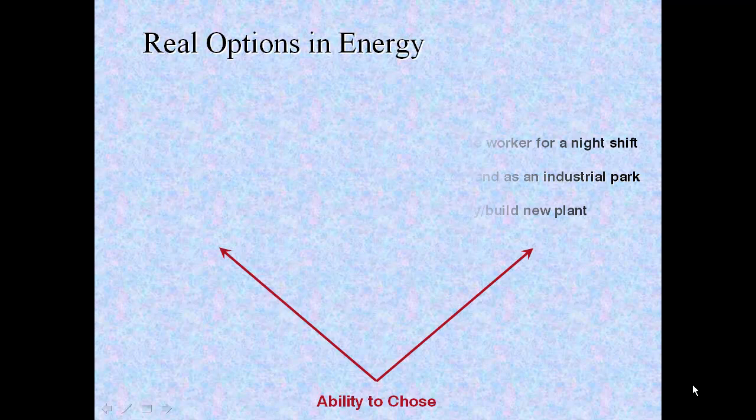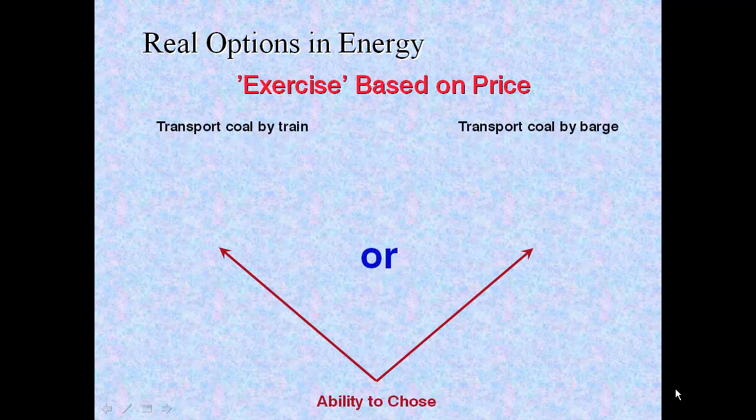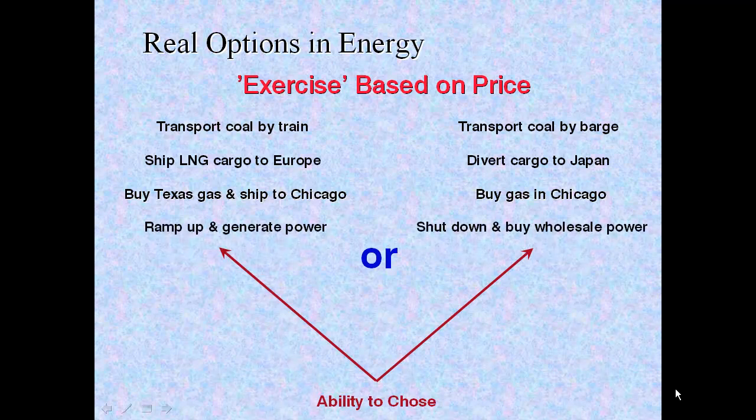Our focus here is on real options in the energy sector in which the decision to exercise, that is to choose A or B, will be based on a market price. Examples include transport coal by train or transport coal by barge, ship an LNG cargo to Europe or divert that cargo and send it to Japan, buy Texas gas and then ship it to Chicago, or simply buy gas in Chicago. Ramp up and generate power, or shut down the generator and buy wholesale power.